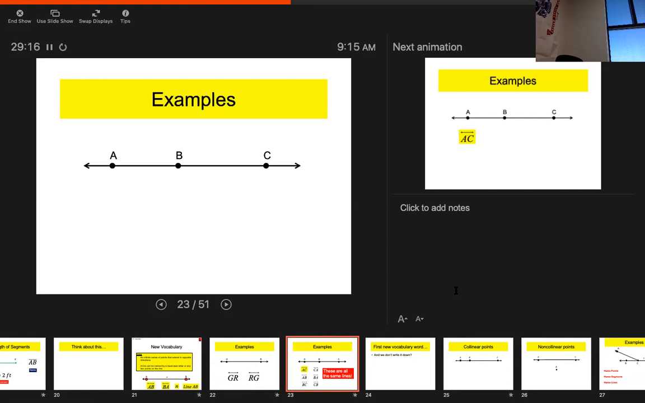What line do you see up there? AC. Now listen to what I'm saying. Is line AC the same or different than line AB?